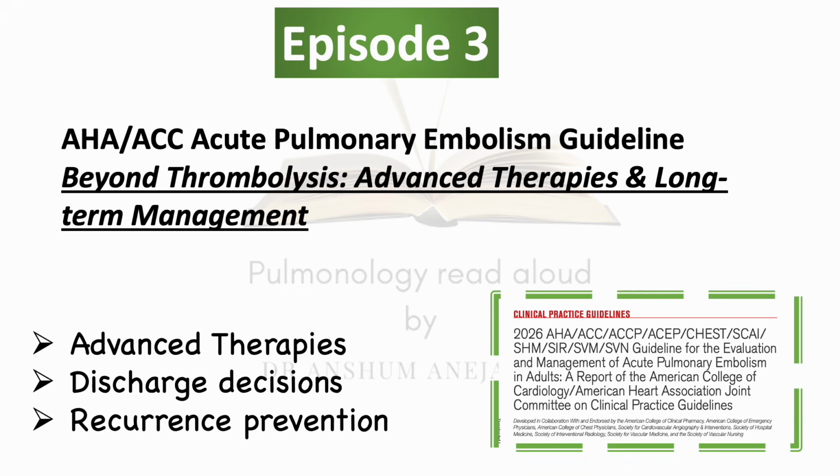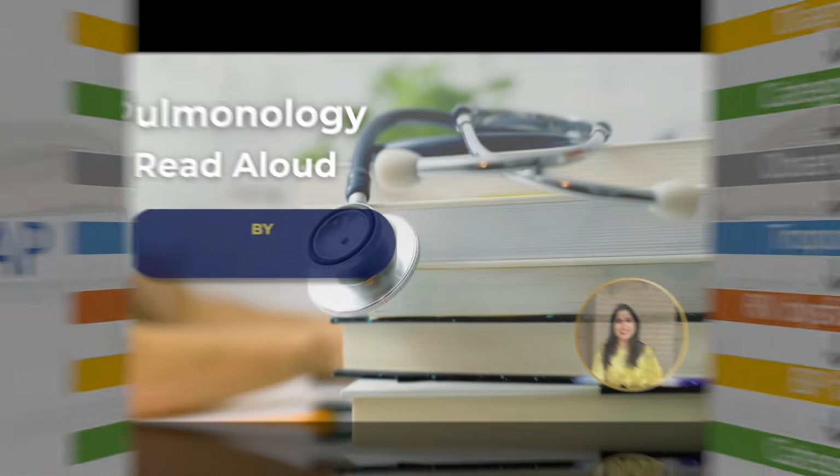And throughout this, we have followed the 2026 AHA, ACC, ACCP, and CHEST guidelines on acute pulmonary embolism in adults. We proceed with the last episode where we are looking at advanced therapies, discharge decisions, and recurrence prevention. So let's discuss what comes next after thrombolysis and how we can follow these patients.